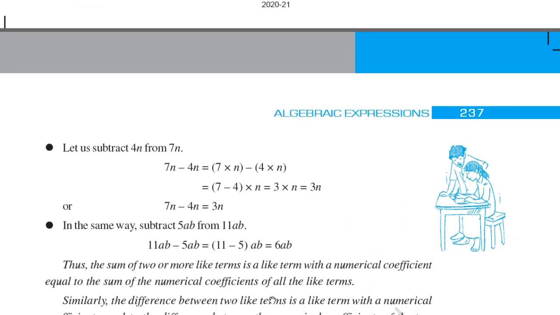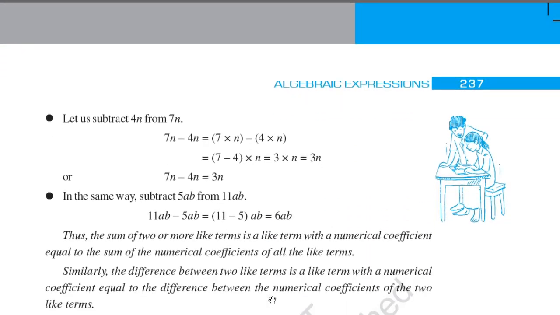Let us subtract 4n from 7n. So 7n minus 4n, we take 7 into n minus 4 into n. We will take n common. So it will become 7 minus 4 into n, which is equal to 3n. Therefore, 7n minus 4n is equal to 3n. In the same way, subtract 5ab from 11ab. So 11ab minus 5ab. We will take ab common. 11 minus 5 is 6, so 6ab.